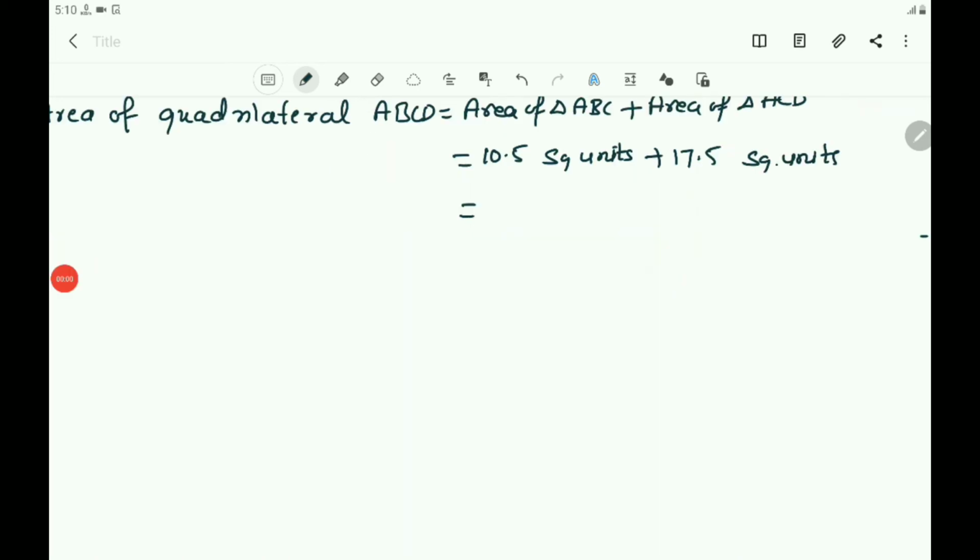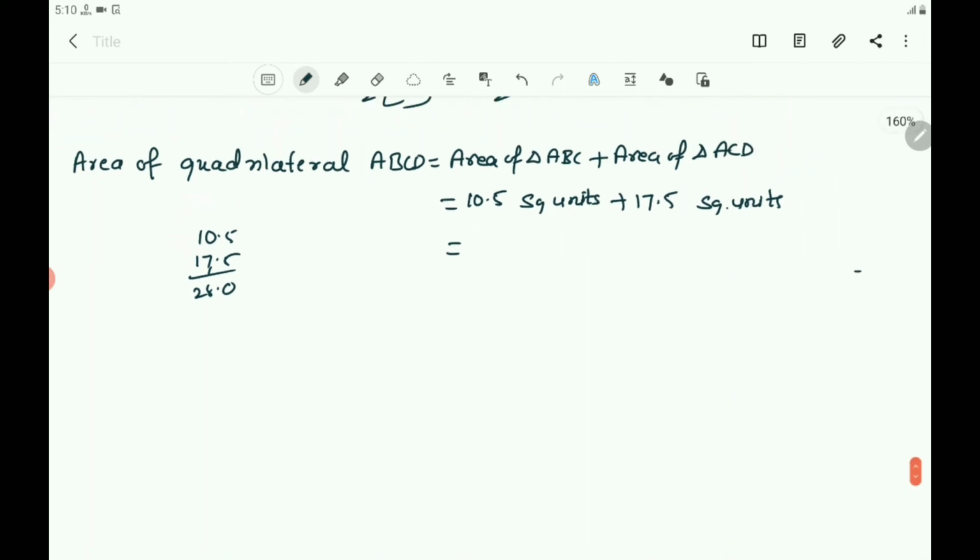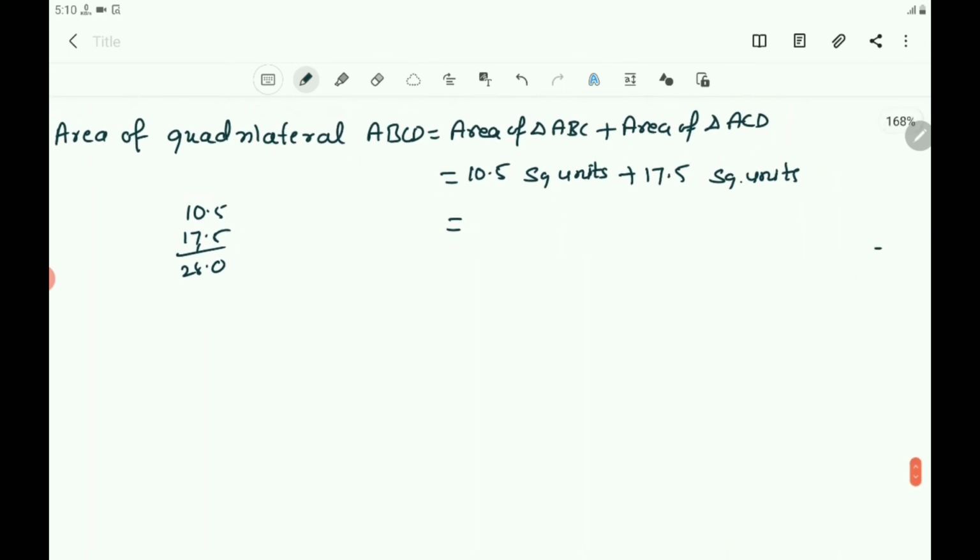That is the sum of 10.5 and 17.5. Their sum is 28. So you can write the area of the quadrilateral ABCD is 28 square units.